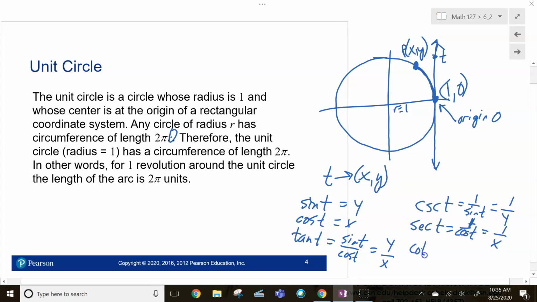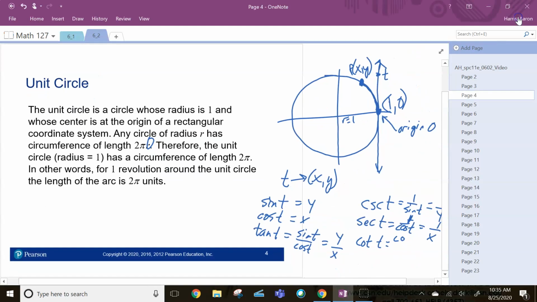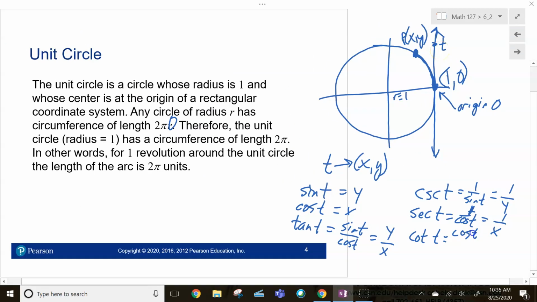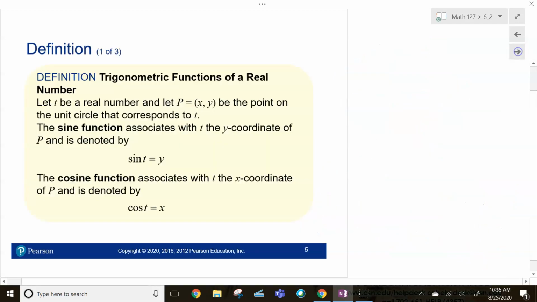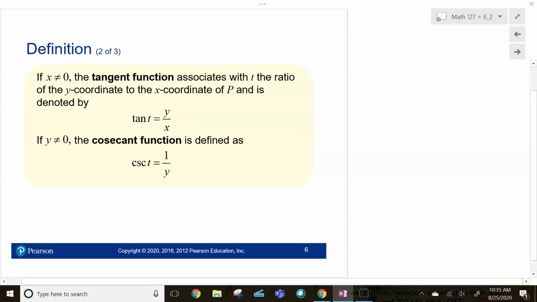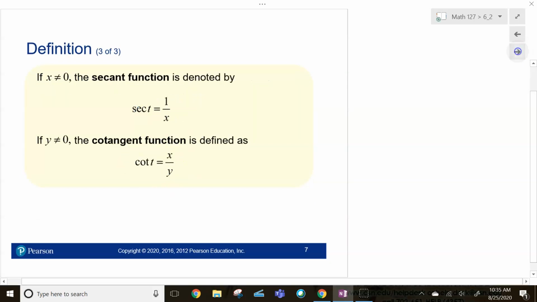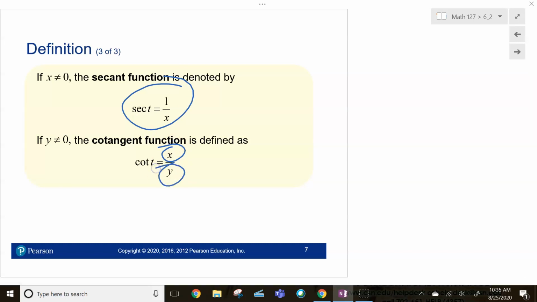And finally, the cotangent of t is the reciprocal of the tangent. So it's cosine over sine, in other words, x over y. Okay, and that's what these are saying. Sine's the y, cosine's the x on the unit circle, tangent is sine over cosine, y over x. Cosecant's the reciprocal of the sine, so 1 over sine, 1 over y. Secant's the reciprocal of cosine, 1 over x. Cotangent is the reciprocal of the tangent, in other words, cosine over sine, x over y.